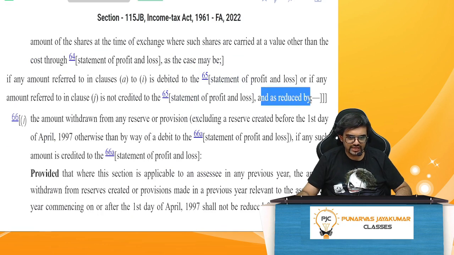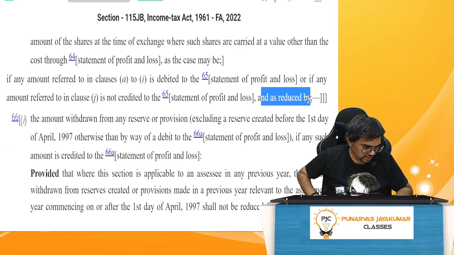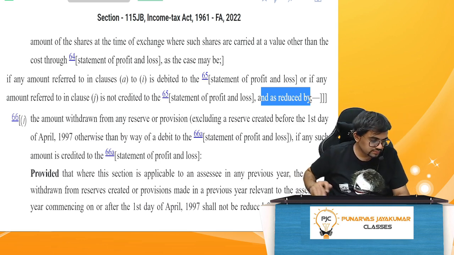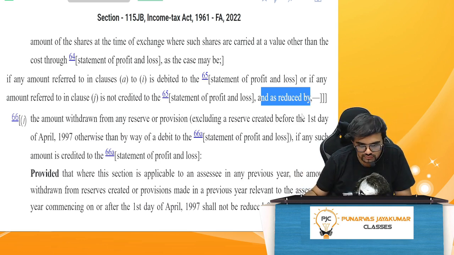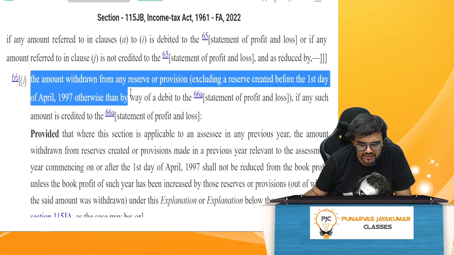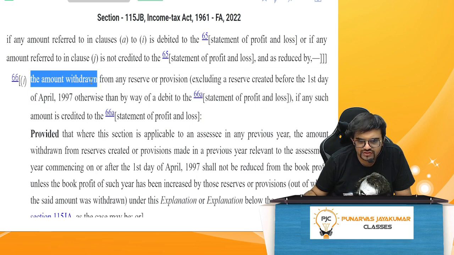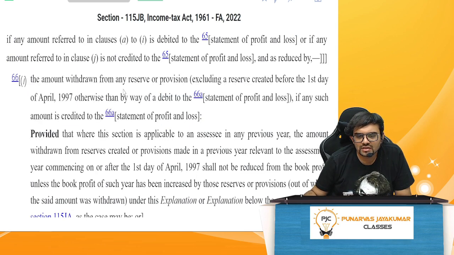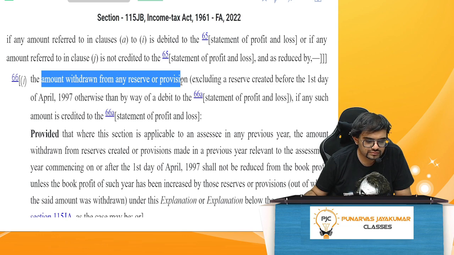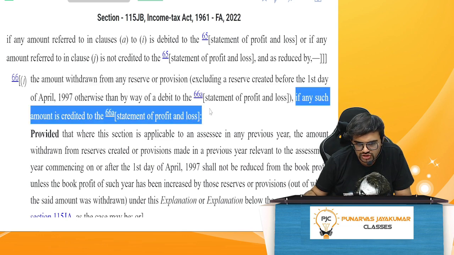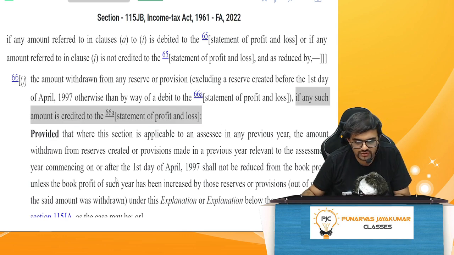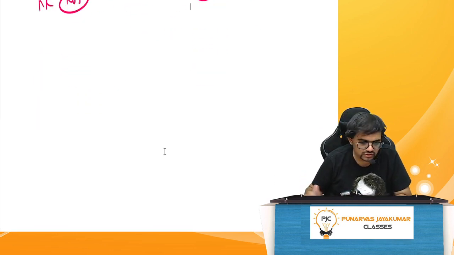As reduced by the amount withdrawn from any reserve or provision, excluding a reserve created before the first day of April 1997. The amount withdrawn from any reserves or provision, if any such amount is credited to P&L account. So just like we saw the debit side, reserve which is debited, if it's credited also, I am reducing.